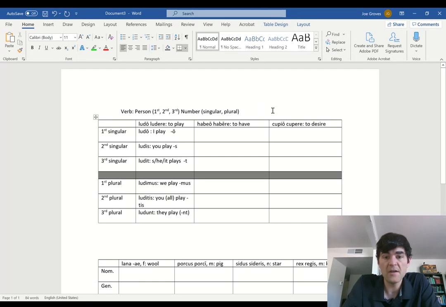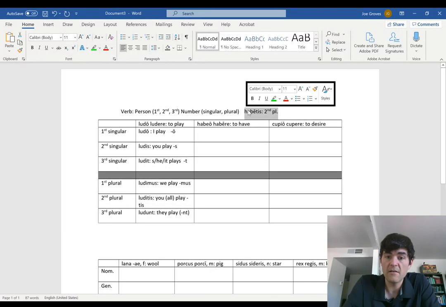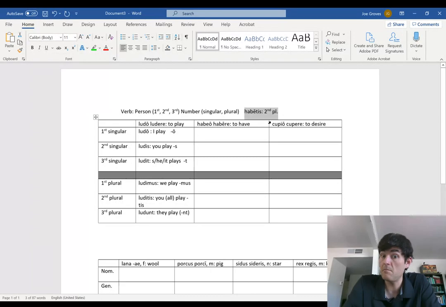If I were to give you a random form of, let's say, habeo, habere, and I gave you habetis there, then you would say, okay, O, S, T, that's first, second, and third singular. None of those. Continue on with your chant. Mus, tis, well, it's the second one on the plural side, so you must be in second person plural. And that is all you would write here for a form ID, second person plural.